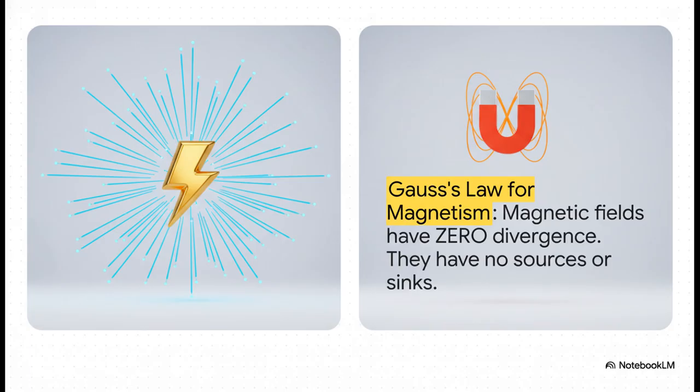And this idea of divergence brilliantly shows the first major difference between our two fields. Gauss's law for electricity says that electric fields do have sources and sinks, and those are electric charges. But then you look at Gauss's law for magnetism, and it says magnetic fields have zero divergence: no sources, no sinks, no faucets, and no drains.